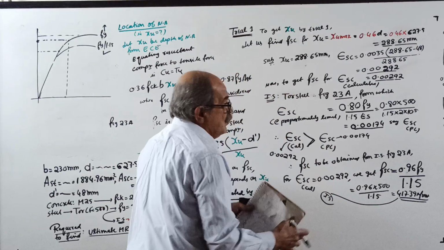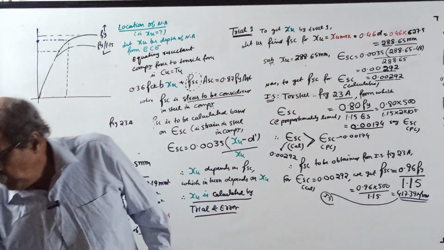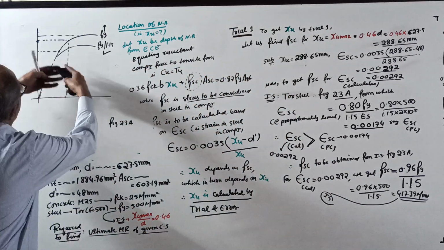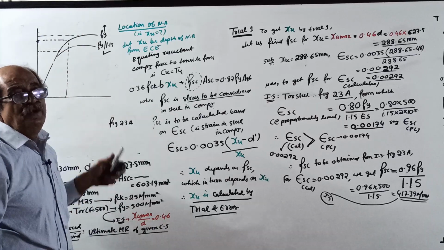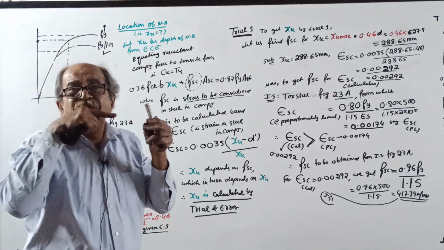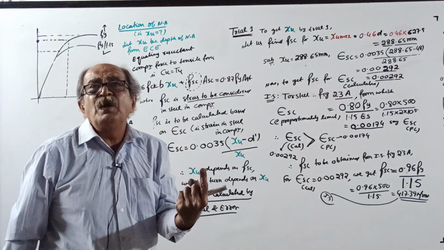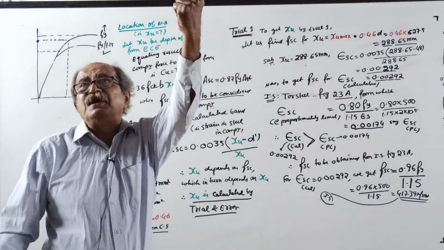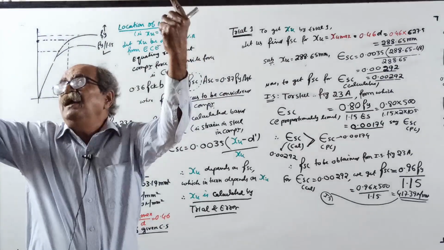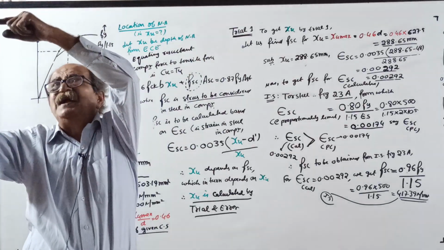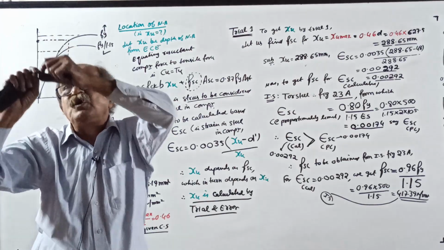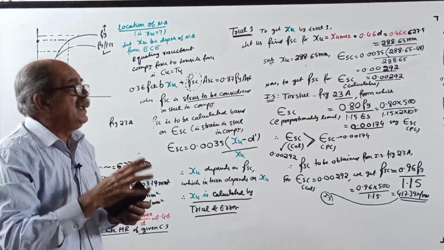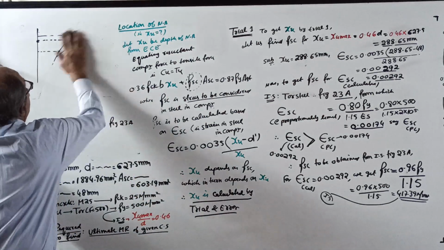Now, one small piece of information. In future, if such a curve comes, I will tell you to go along the baseline for the strain, go vertically up, touch the Fy curve, come this way, see the value, and approximately decide the number. But never forget to divide by 1.15. I will tell you, you do it. I will not tell.